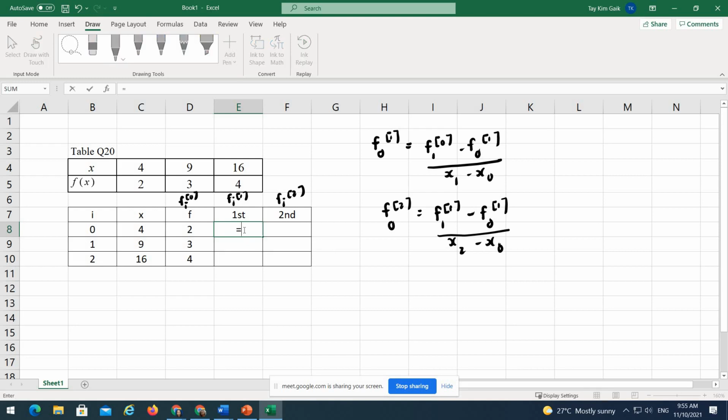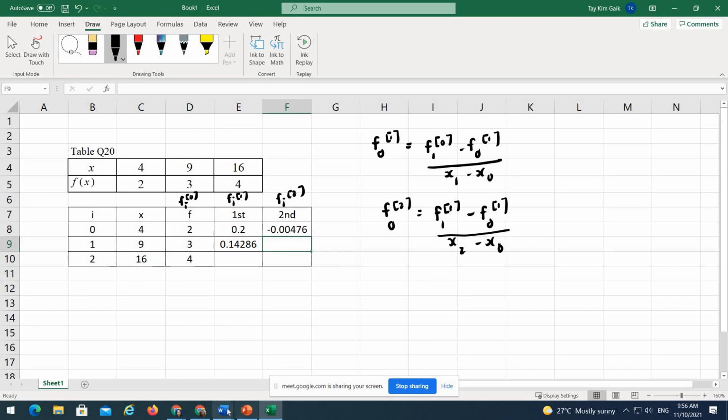Make sure you have a bracket. This is F1 minus your F naught divided by; numerator and denominator you must put bracket in Excel, because it is not natural display like your calculator. Then you can copy it down. For the second level, it is the next row in the previous column minus the current row in the previous column, divided by X2 minus X naught. I didn't round anything, so if you use a calculator in 4 decimal places, the answer will be running a little bit.